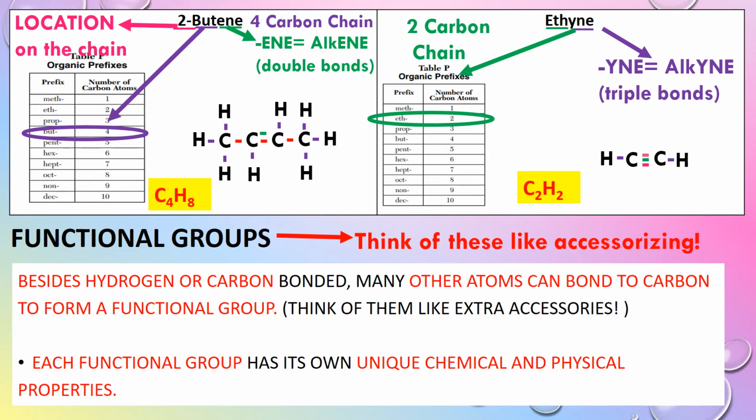Each different functional group has its own unique chemical and physical properties. So depending on what you add to it, you could be making an alcohol, you could be making an aldehyde, you could be making a ketone. They change what the actual piece is.